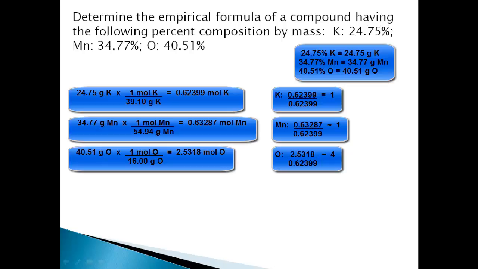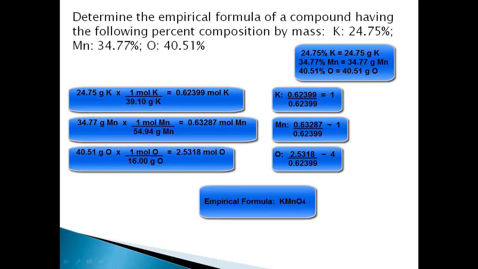And if you do that, you should get around 4. Now you're ready to put the empirical formula. The empirical formula would be K, and there's 1 K, and we don't have to put the subscript when it's 1. We assume that it's 1. So just K, and it's also going to be Mn, just 1 Mn, and then 4 for the oxygen.